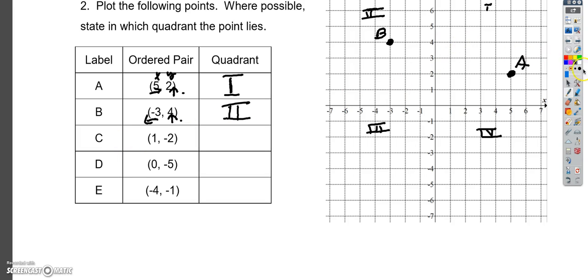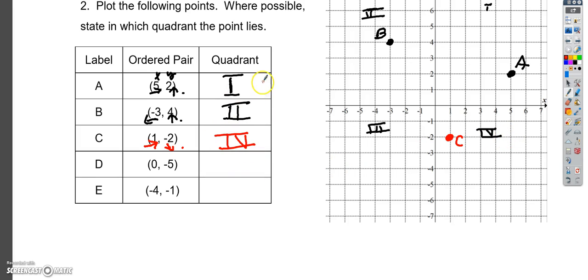C. Do it with red. That would be right 1, down 2, put a dot. So right 1, down 2, put a dot. That's C, and that's in quadrant 4.